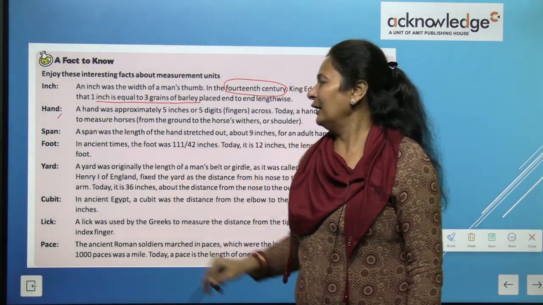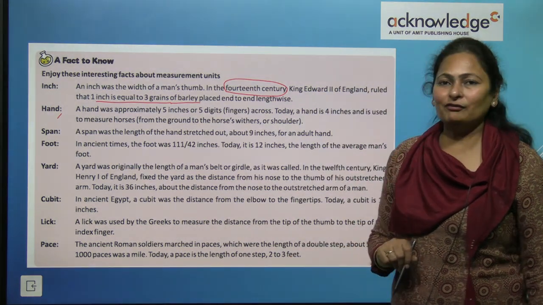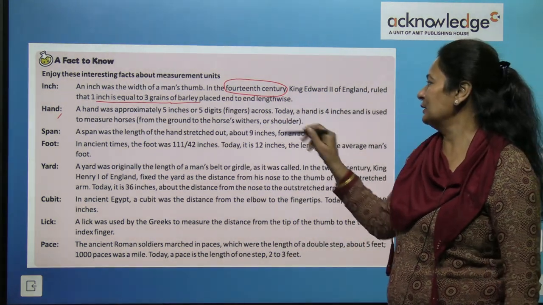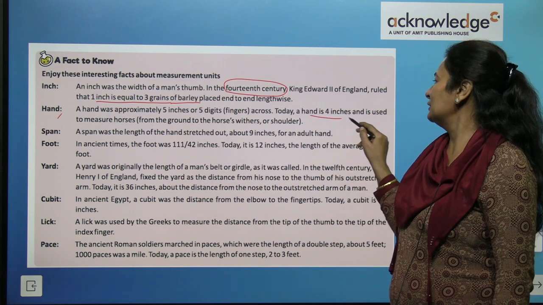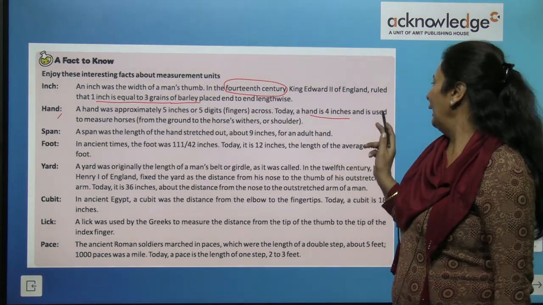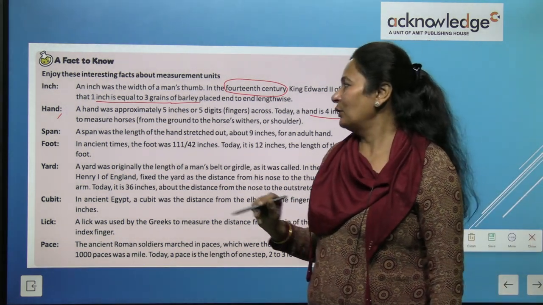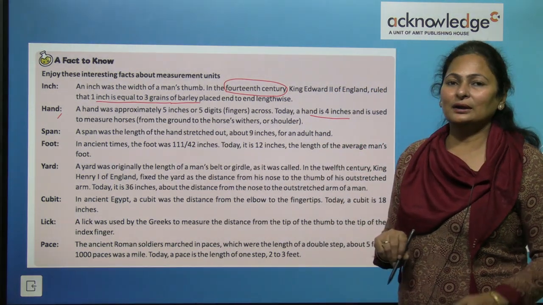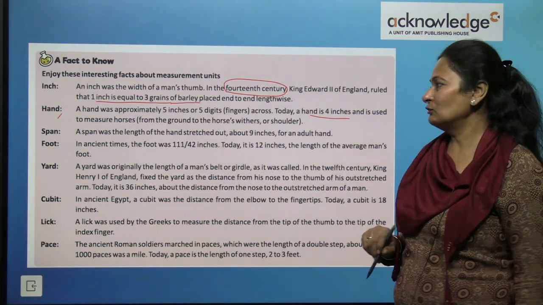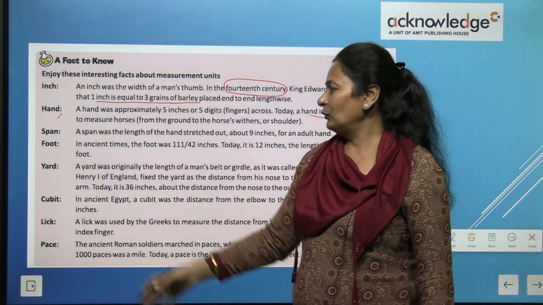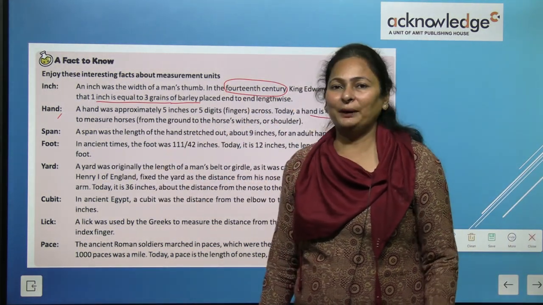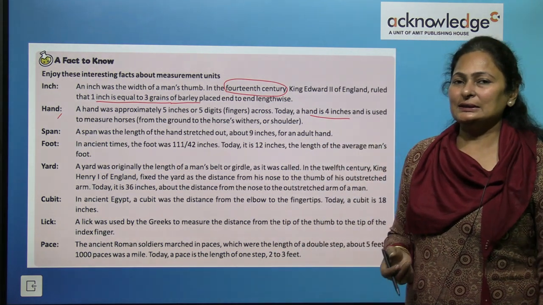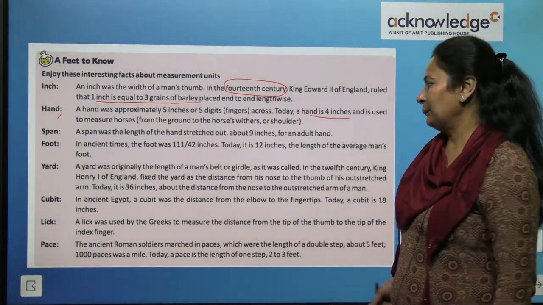What is a hand? A hand was approximately 5 inches or 5 digits across. Today, a hand is 4 inches and is used to measure horses from the ground to the horse's withers, or the shoulder. Now it is 4 inches. So span, foot, yard, cubit, length, pace we have discussed while explaining the chapter, right?